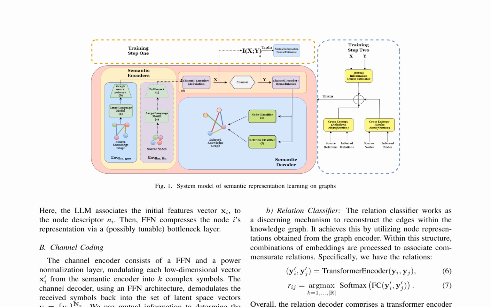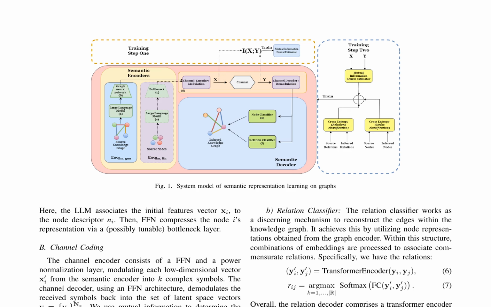The channel encoder, comprising an FFN and a power normalization layer, modulates each low-dimensional vector z from the semantic encoder into k complex symbols. These symbols are then demodulated by the channel decoder, using an FFN architecture, back into the set of latent space vectors y, i equals 1 to N.